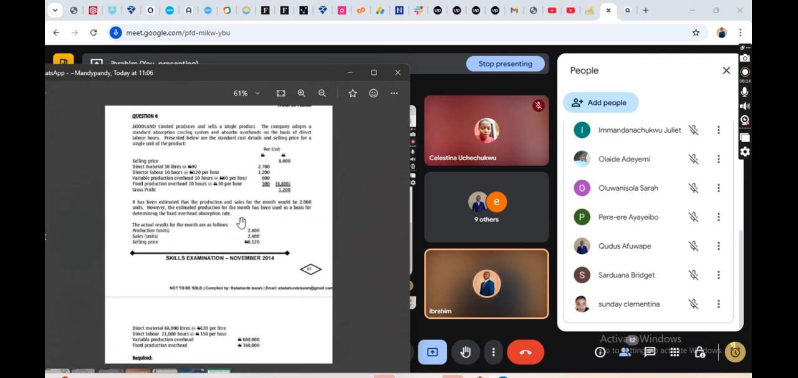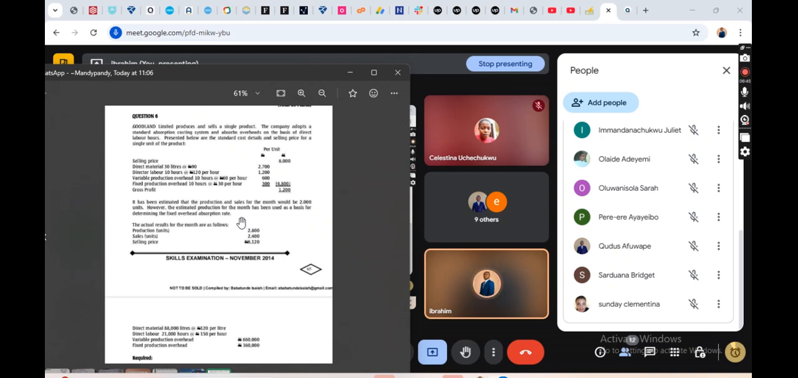However, the estimated production for the month has been used as a basis for determining the fixed overhead absorption rate, which means that when you want to determine your OAR, it is based on, don't forget, labor hours or machine hours or units produced or prime costs. Don't forget this, right? Under absorption costing.